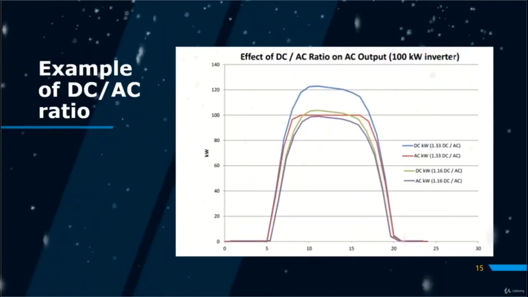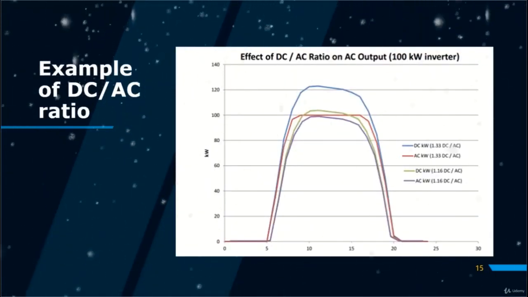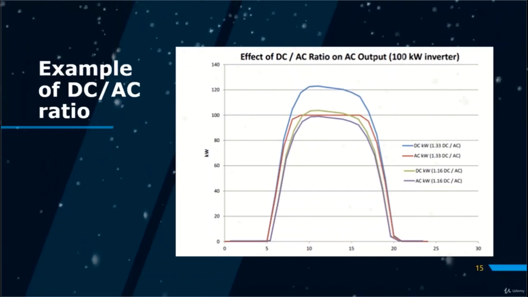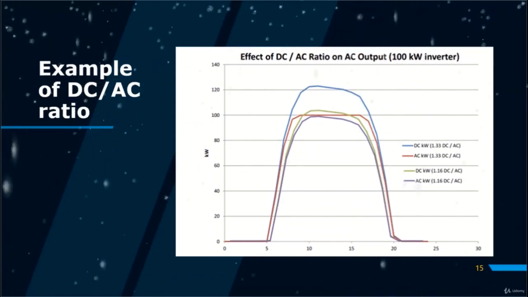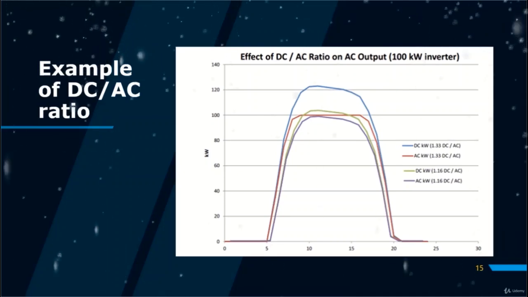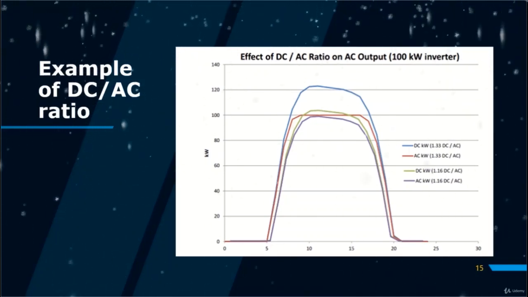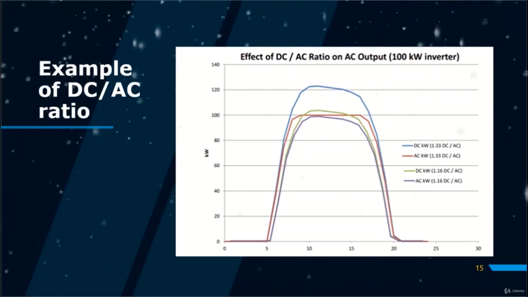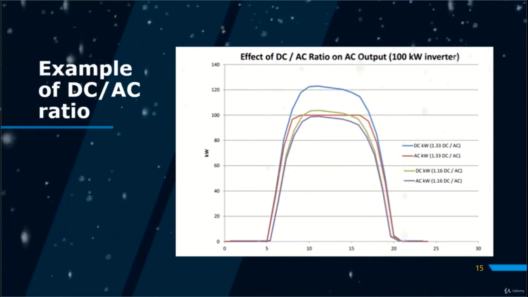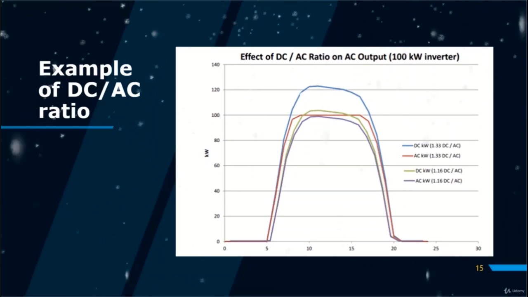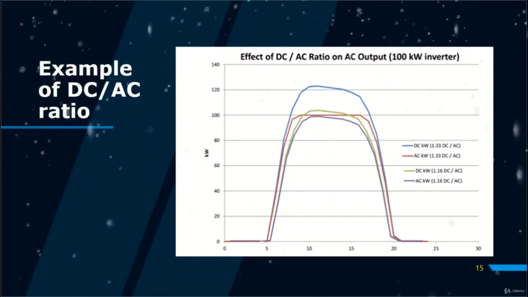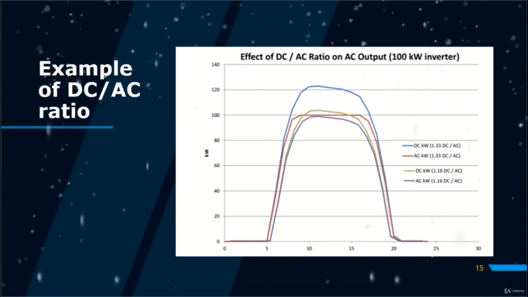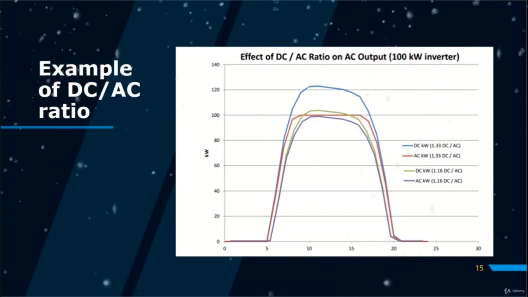Example of DC-AC ratio. Now, the effect of DC-AC ratio, for example, a 100 kilowatt inverter. As you see, the blue and the red curves are for a 1.33 DC-AC ratio. We see that DC power is 120 kilowatt and the AC power is 100. So this inverter is not working effectively. On the other hand, DC and AC power for a 1.16 DC-AC ratio are almost the same, so the inverter is working effectively.